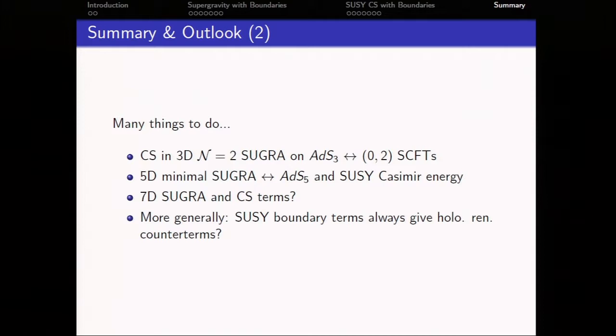And one of them is, do my supersymmetric boundary terms always give me the right holographic renormalization counterterms, or are there some examples where perhaps supersymmetry is not quite enough? So, I think these are some interesting questions. There's a lot more, but I'll stop there.